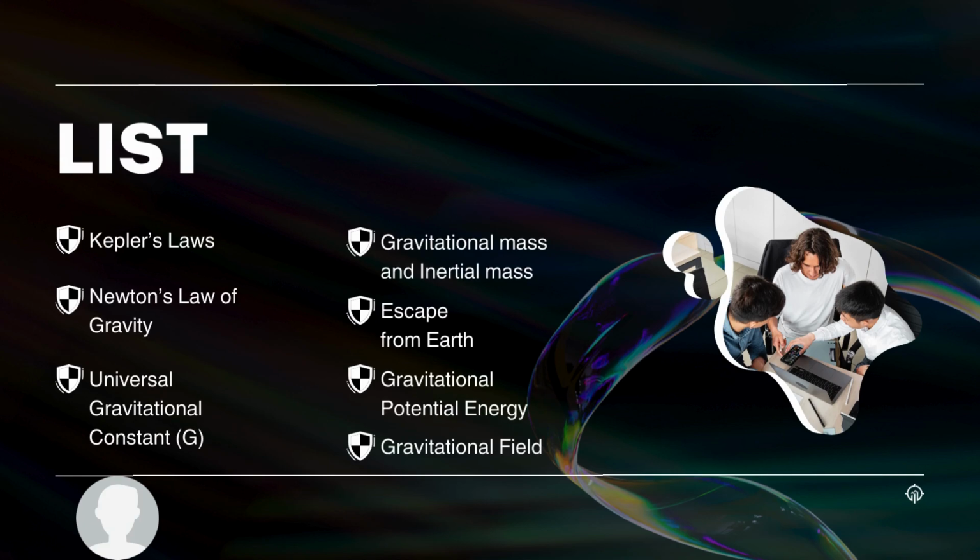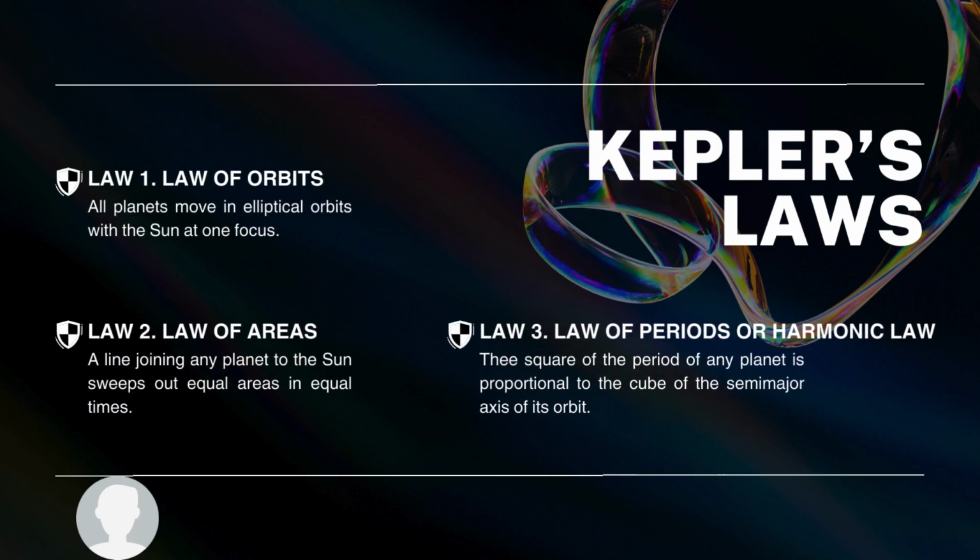For this material about gravitation and gravity, we have 7 topics that we will explain to you all. For the first one, let's talk about Kepler's laws. There are 3 of Kepler's laws. The first is the law of orbits, the second is the law of areas, and the third is the law of periods or harmonic law.